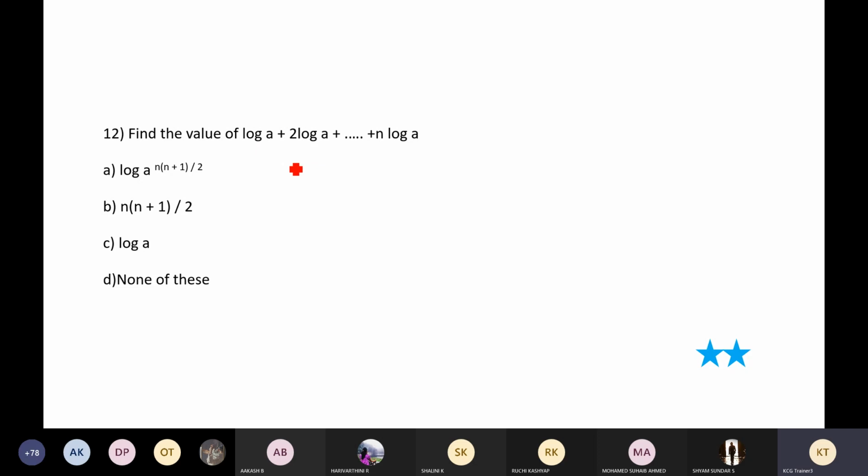Yeah, guys, what is the answer here? Very good. Harivardhani, Deepthi and Nitya Kalyani. Superb. Very good, guys.